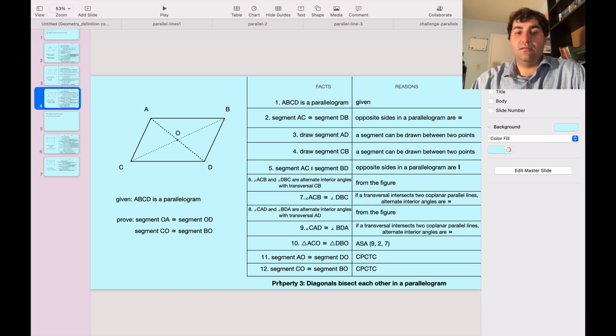So the big takeaway from all this is that diagonals bisect each other in a parallelogram. So if you have a parallelogram and you draw the diagonals, they're going to bisect each other. So they're going to meet at this point O, which is the midpoint of segment AD and the midpoint of segment BC.